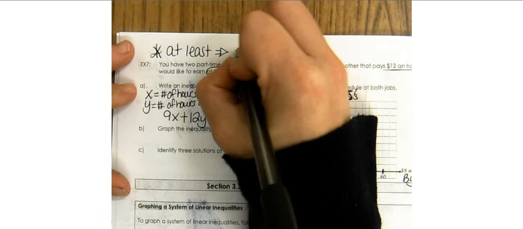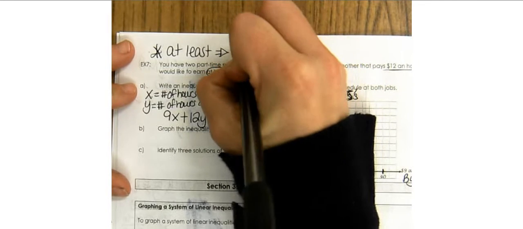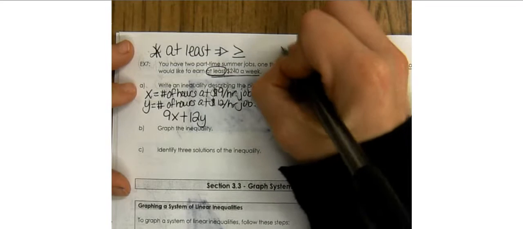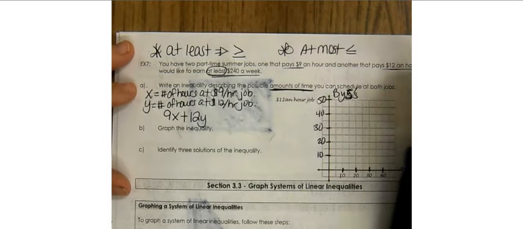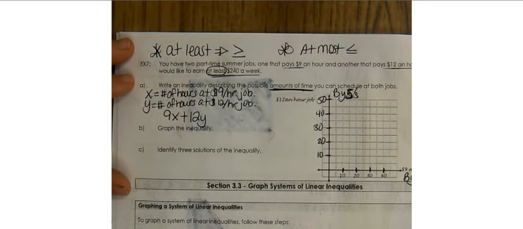So at least is kind of one of those tricky phrases. At least means that you want to earn minimum $240 or more. So I'm going to write a little star up here, and I want to say that if you see the word at least, that symbol is automatically going to be greater than or equal to. And if you see the word at most, that's automatically going to be less than or equal to. And this is really going to come into play in our next lesson, which is about linear programming.